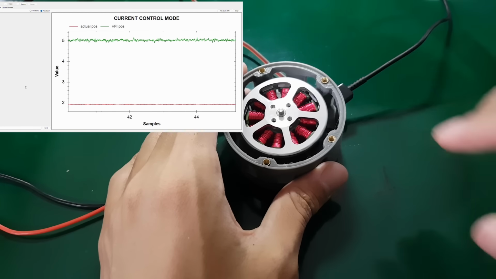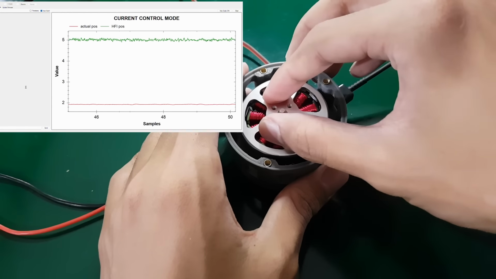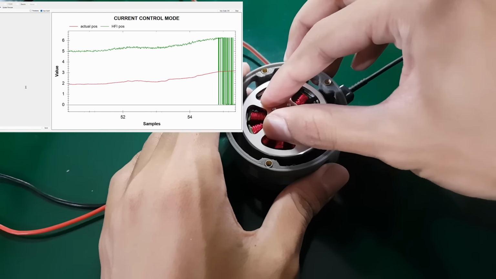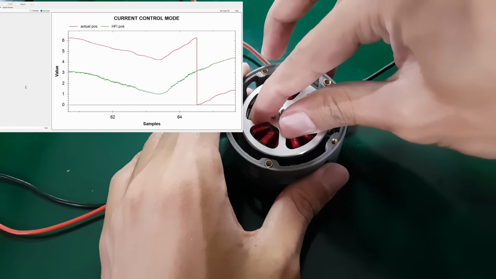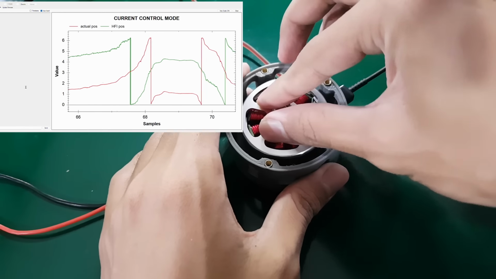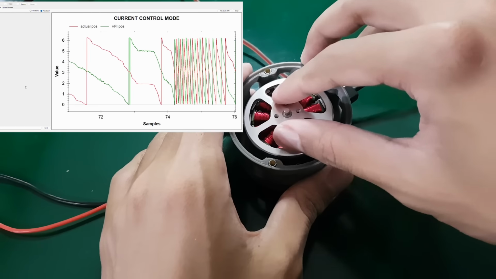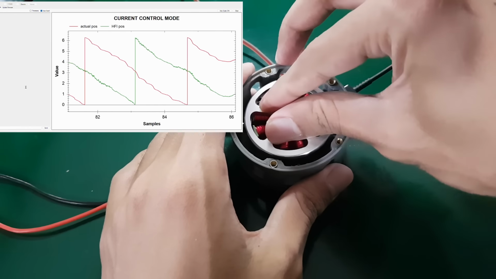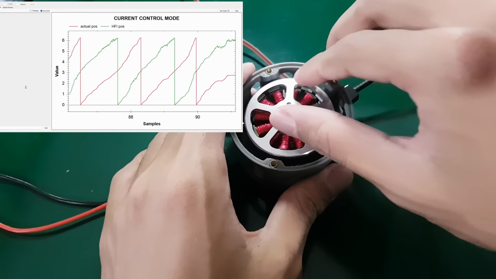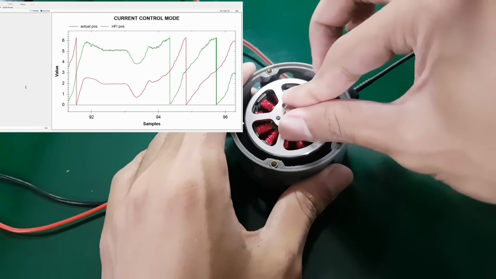And here are the results. First, I compared the estimated angle from HFI with the actual angle from the magnetic encoder mounted on the rotor shaft that has been calibrated. From this result, it appears that the estimated rotor position changes according to the rotor rotation, but when compared to the actual angle, the values differ. It turns out I missed one thing.